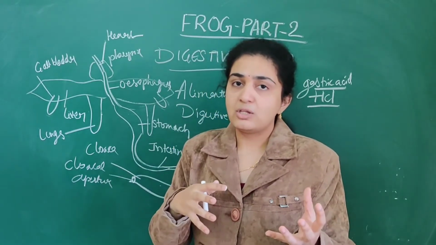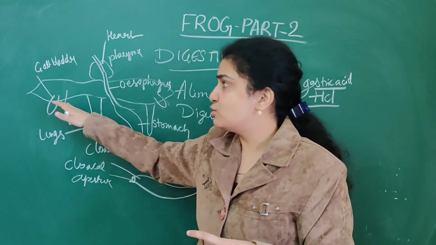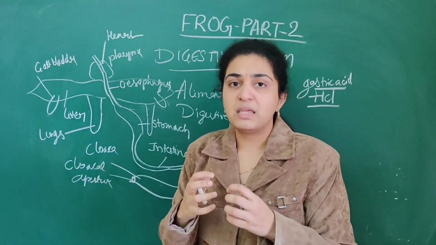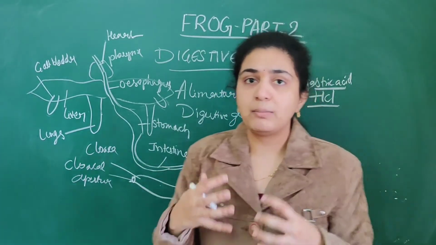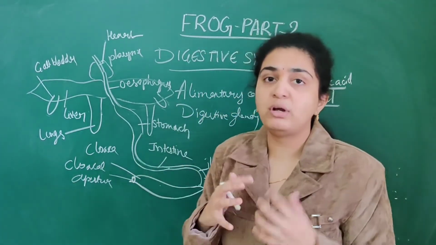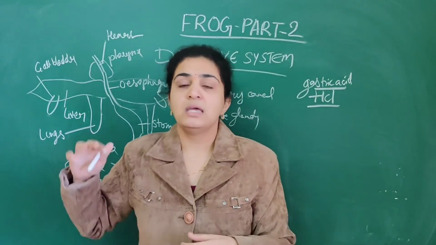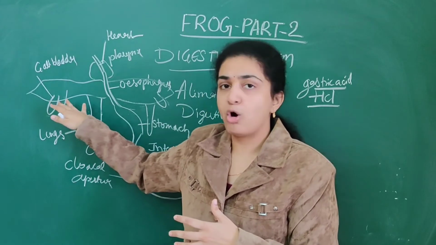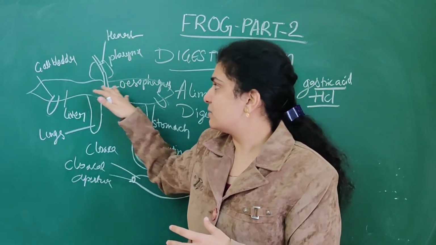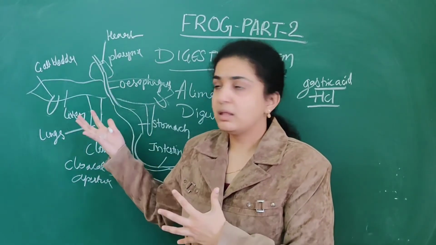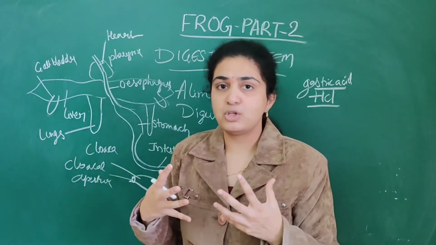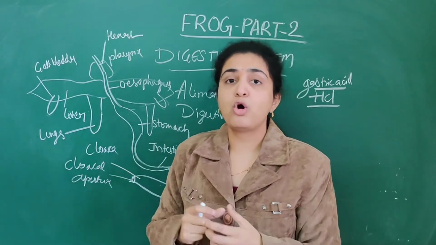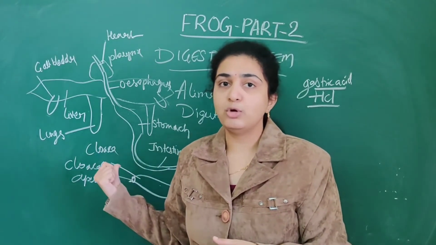The pancreatic juice as well as the bile juice stored in the gallbladder both mix and form a common bile duct. They open into the duodenum in the intestine. In the intestine, the bile juice stored in the gallbladder as well as the pancreatic juice are passed out through the common bile duct into the duodenum.